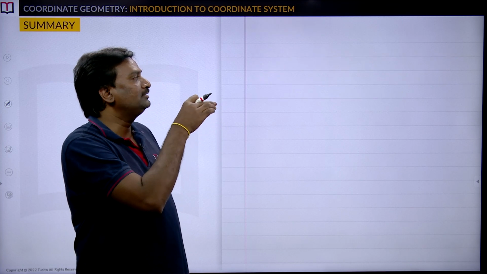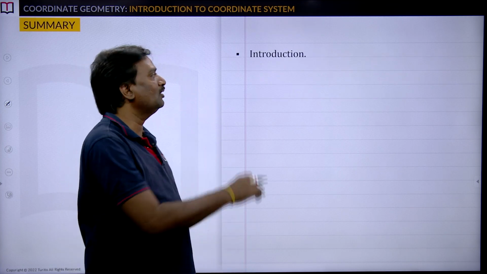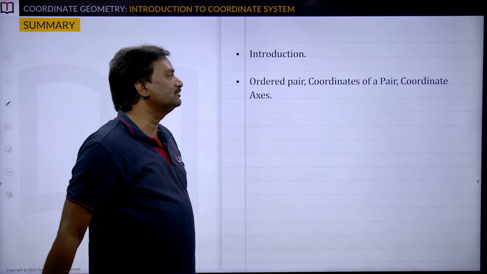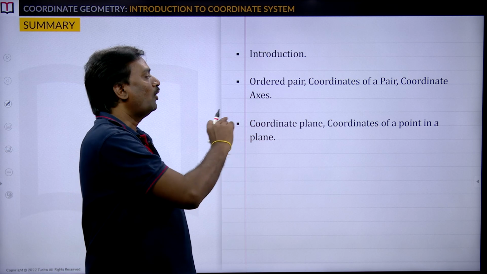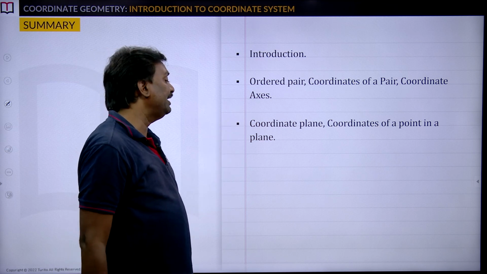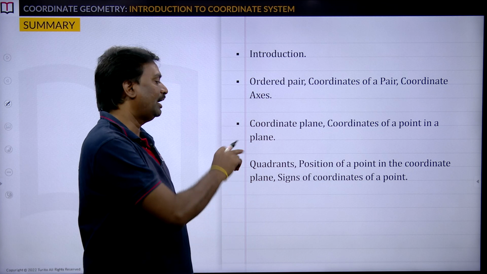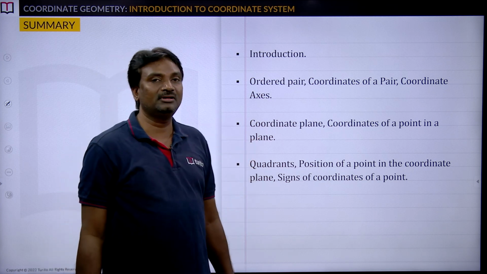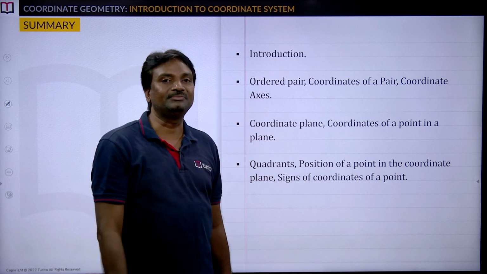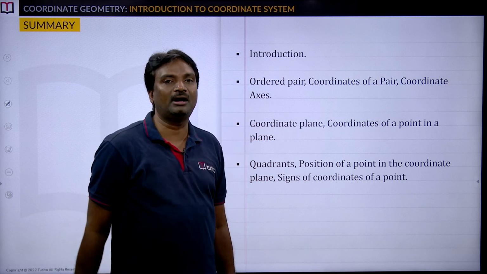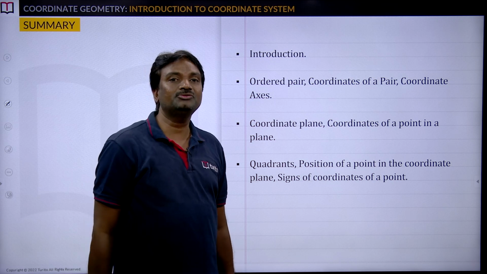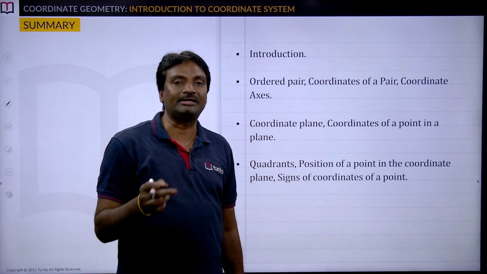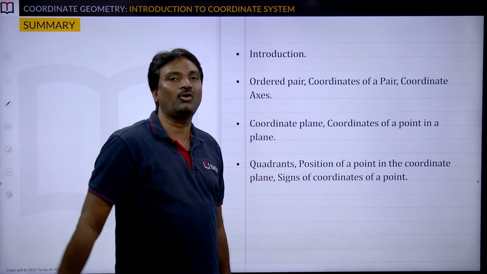We have discussed these concepts in today's class in coordinate geometry: introduction, ordered pair, coordinates of a pair, coordinate axis, coordinate plane, coordinates of a point in a plane, and also quadrants, position of a point in the coordinate plane, and signs of coordinates of a point. In the next class, we are going to discuss the mains model problems and advanced model problems related to the different concepts of coordinate geometry.